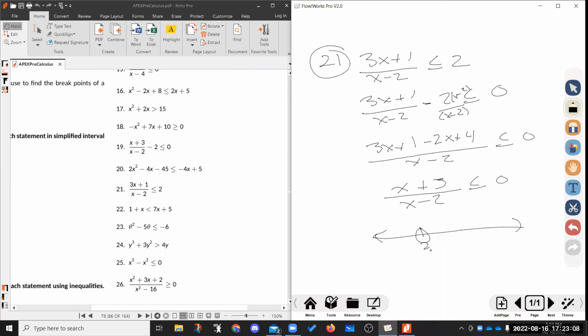So you have a negative 5 here. It's included, and I have a 2 there that's not included because of the domain. And we said less than or equal to. This is going to be positive on this side, then negative, then positive. Less than or equal to is going to be in here from negative 5 to 2.